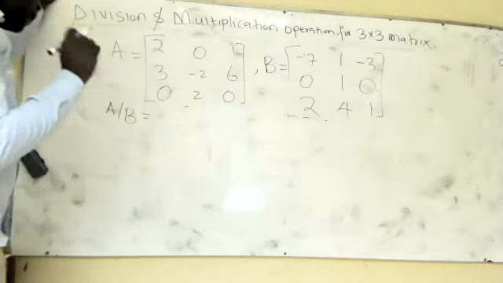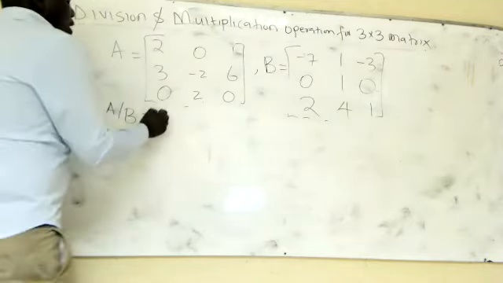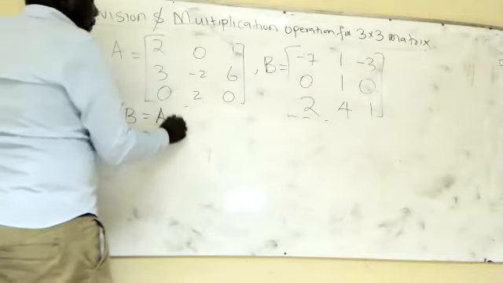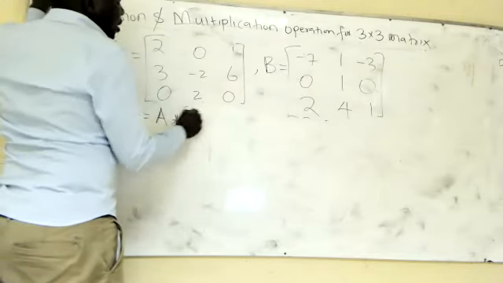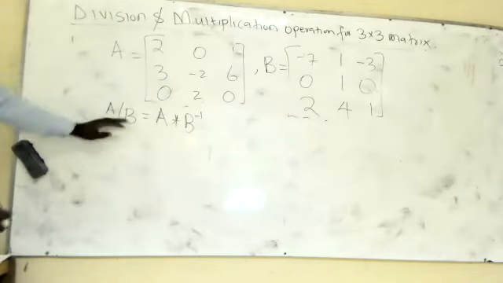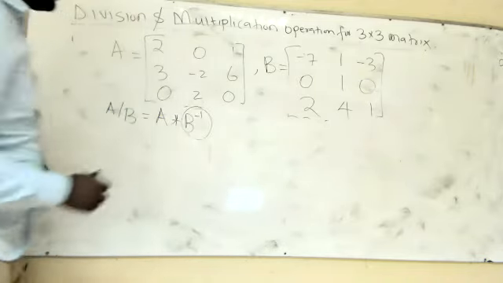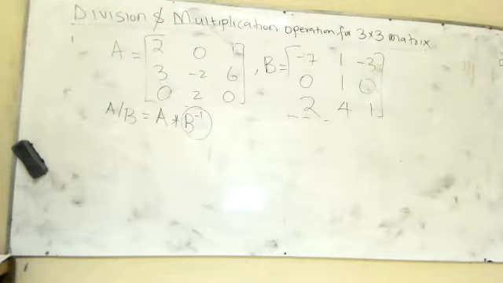So this is what we're supposed to do. If we want to divide matrix A by matrix B, we have to say A multiplied by the inverse of B, and that will give you A divided by B. But now the problem with this is how do we get the inverse of B? It's what is difficult for us to find.